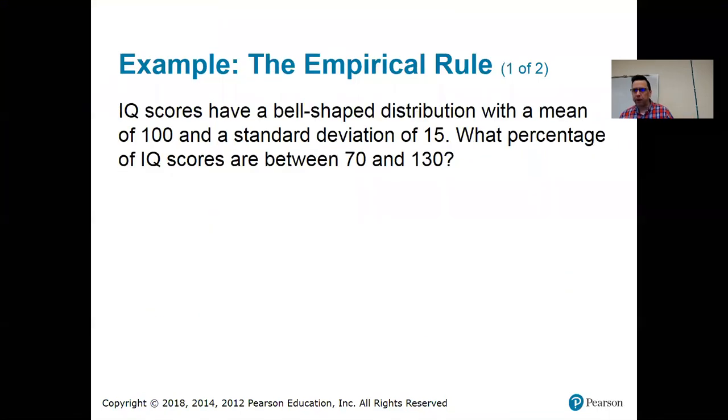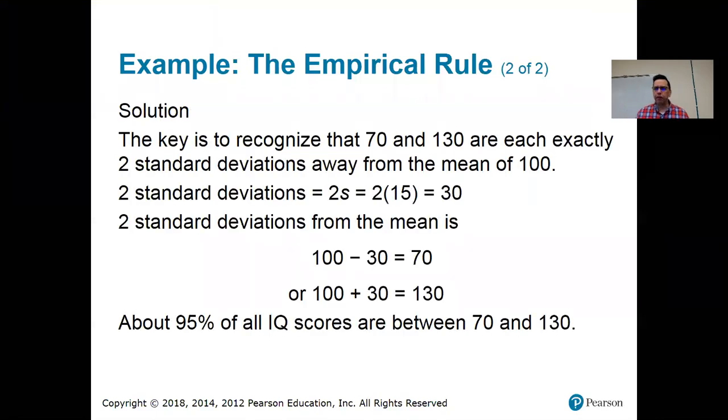In the very next section, we're going to talk about z-scores, and I think z-scores make this problem a little easier. But in the meantime, they're just pointing out that 70 is exactly 2 standard deviations below the mean, because the standard deviation is 15, so 2 times the standard deviation would be 30. If you do 100 minus 30, there's your 70. And if you do 100 plus 30, you get 130.